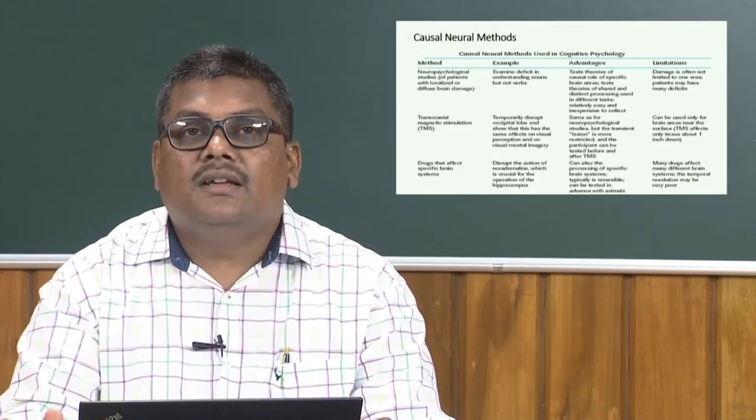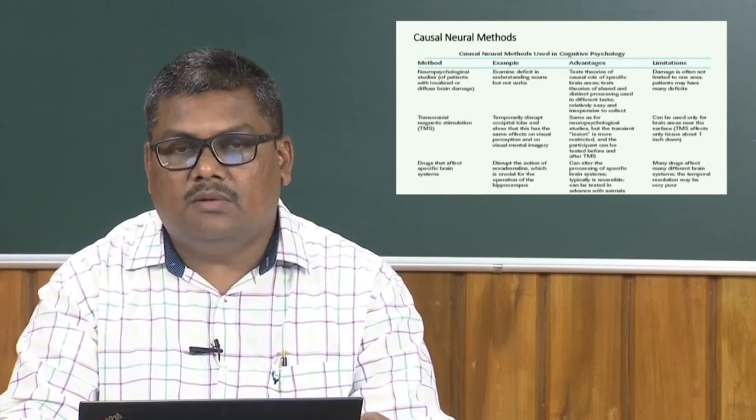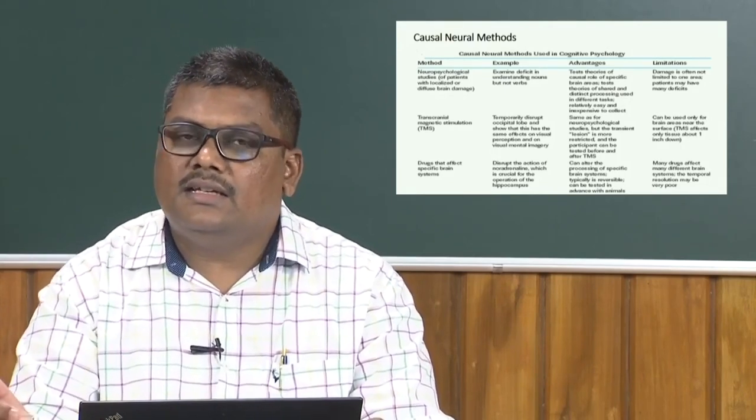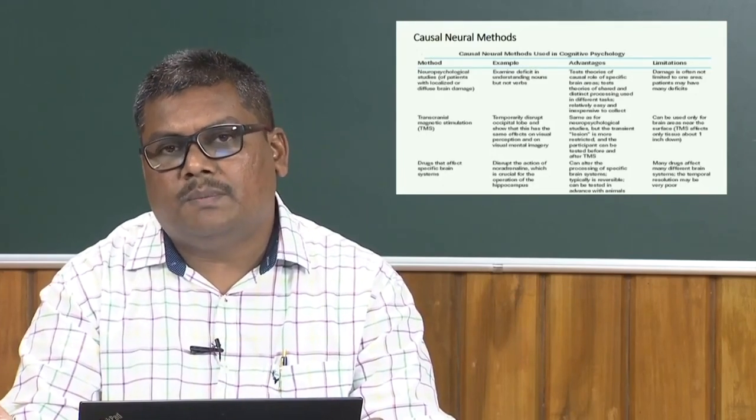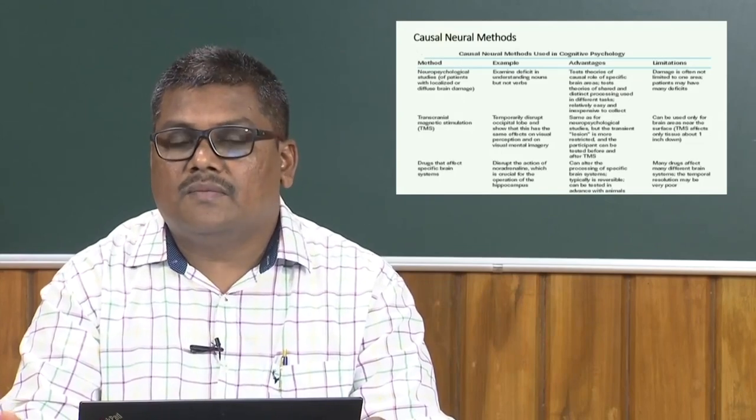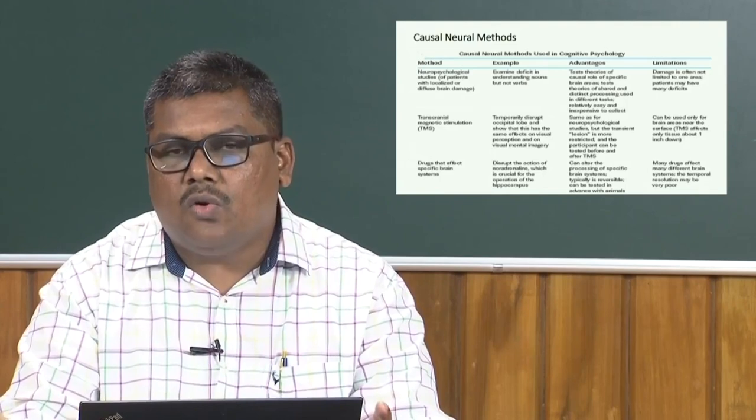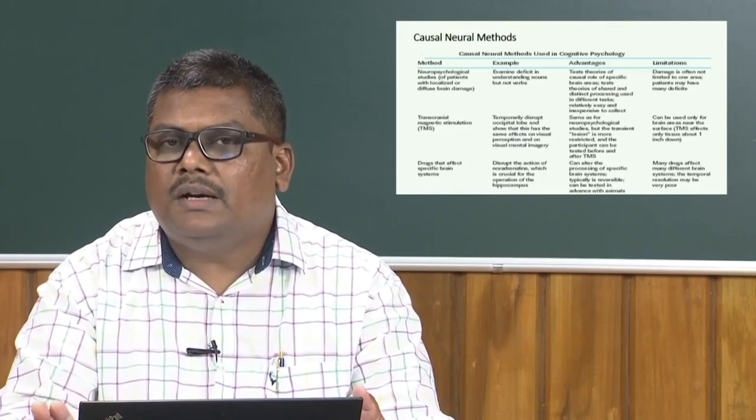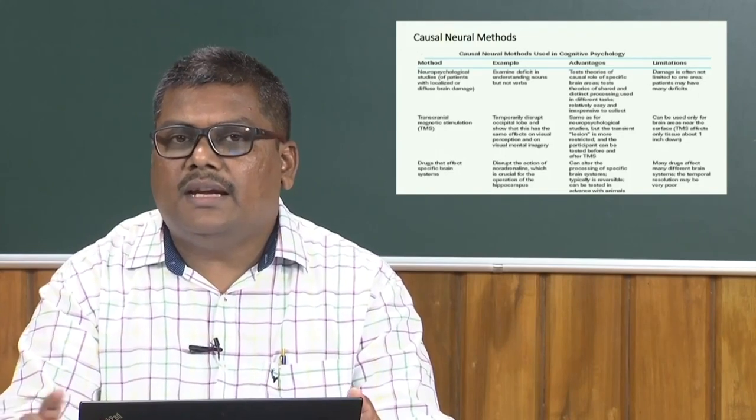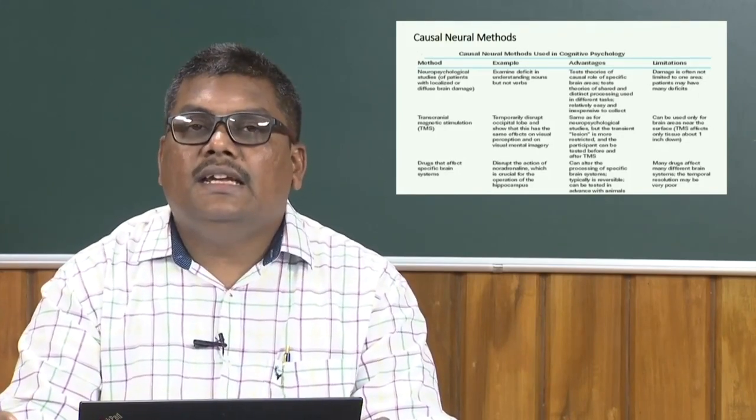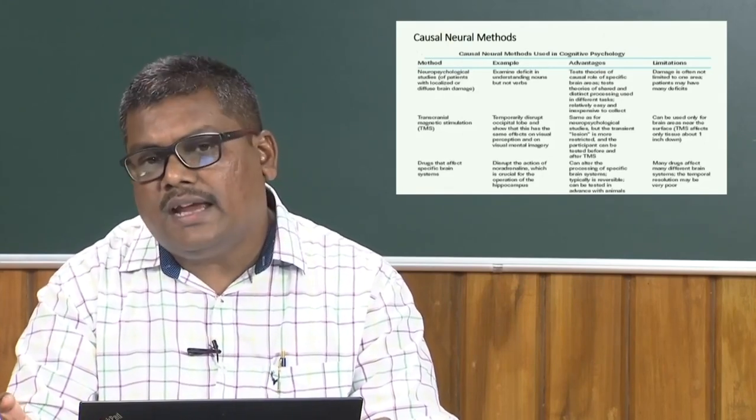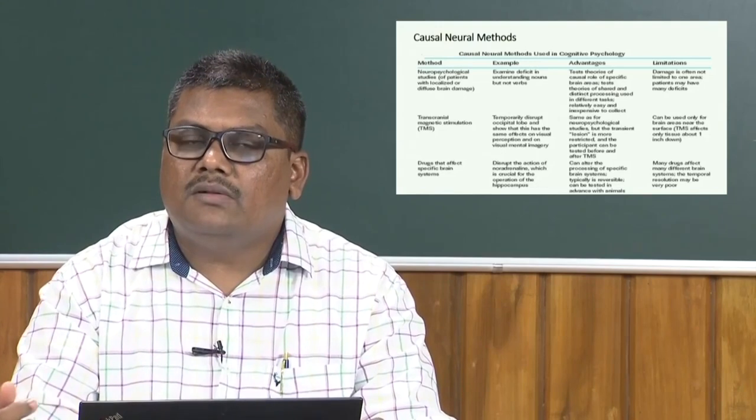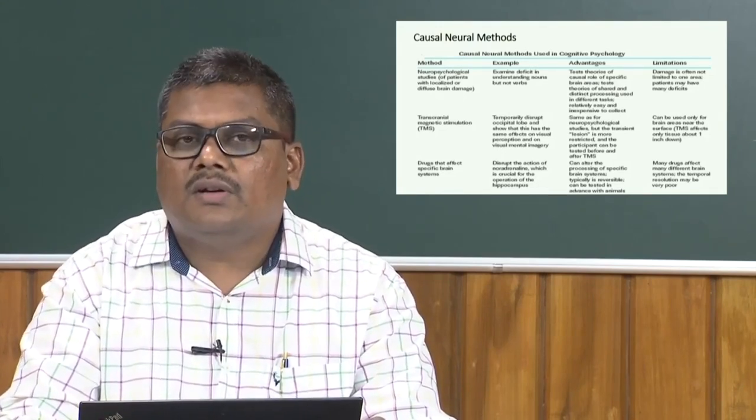The second method in this particular group is called transcranial magnetic stimulation. Now, in TMS, there are two types of TMS. One is called the single pulse and the other is called the repeated TMS, or repeated transcranial magnetic stimulation. What really happens here is that a huge coil is put near or on the surface of an area that you want to temporarily inhibit, and a large current is passed through this coil. The magnetic field that is generated by this coil temporarily inhibits a particular area, and through that we can find out what will happen if a particular area which is known to be associated with a particular cognitive activity is disrupted.